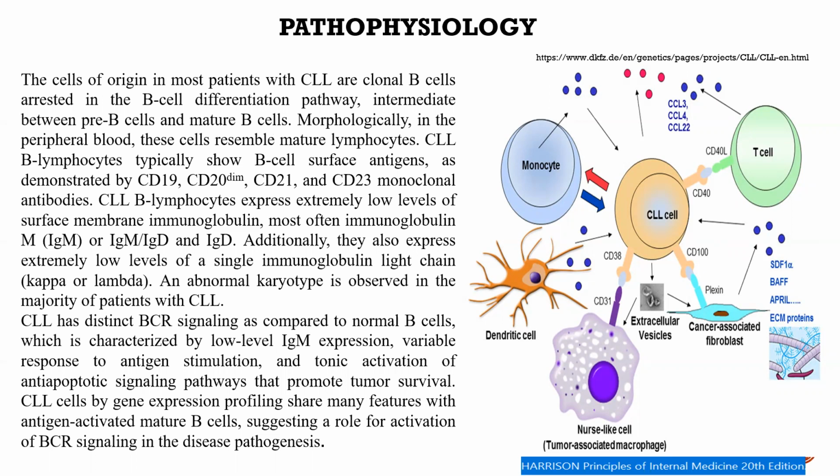This type of leukemia has distinct BCR signaling as compared to normal B cells, which is characterized by a low level of immunoglobulin M expression, variable response to antigen stimulation, and tonic activation of apoptotic signaling pathways that promote tumor survival. Chronic lymphocytic leukemia cells, by gene expression profile, share many features with antigen-activated mature B cells, suggesting a role for activation of BCR signaling in the disease pathogenesis.